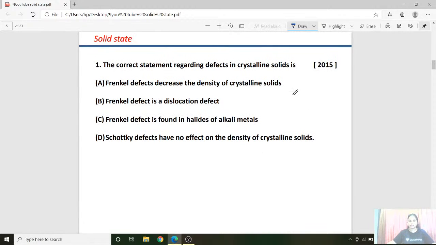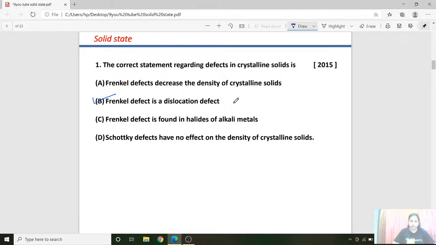Frenkel defect is a dislocation defect. Of course, isn't it? The smaller cation is dislocated from its original position. So this should be a correct statement. So option B is a correct statement. But then we will check whether options C and D are also correct.